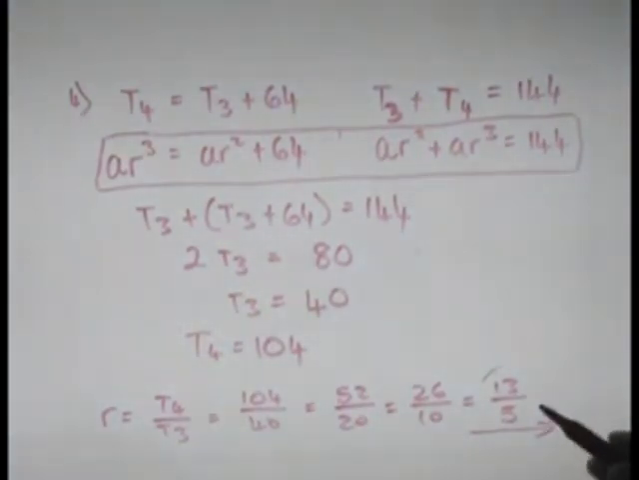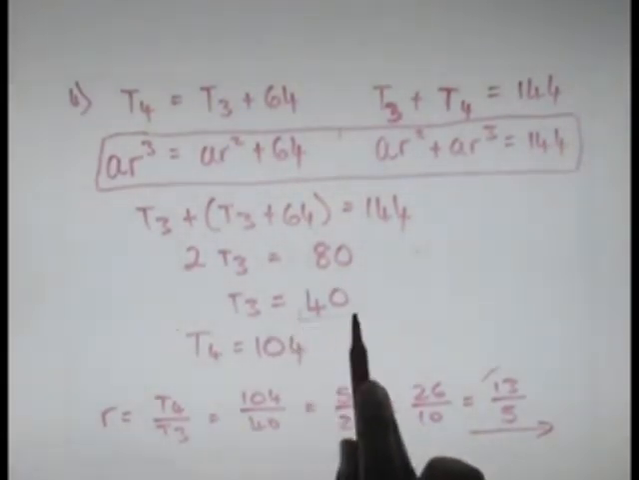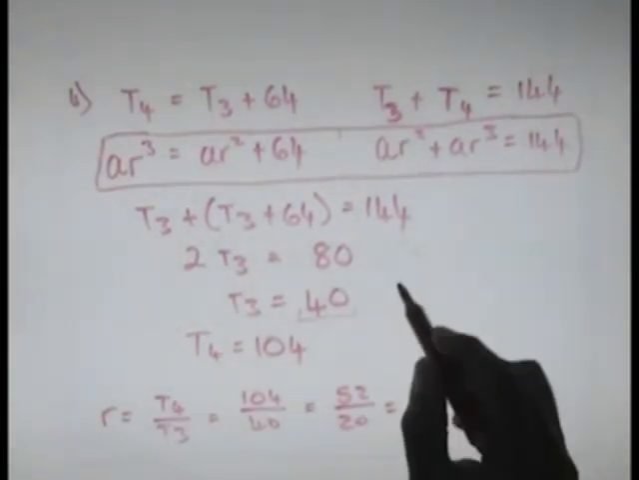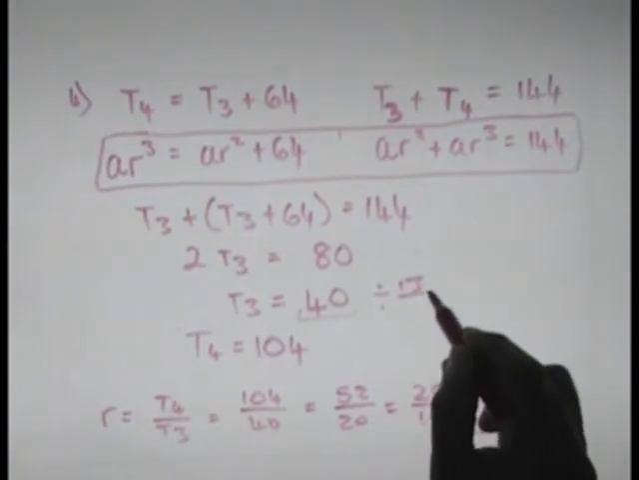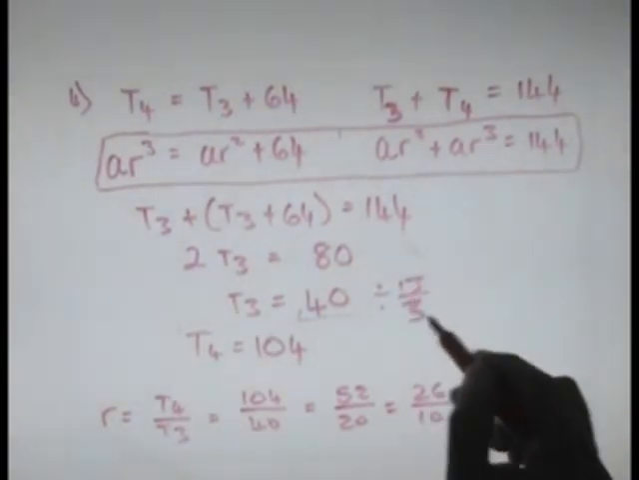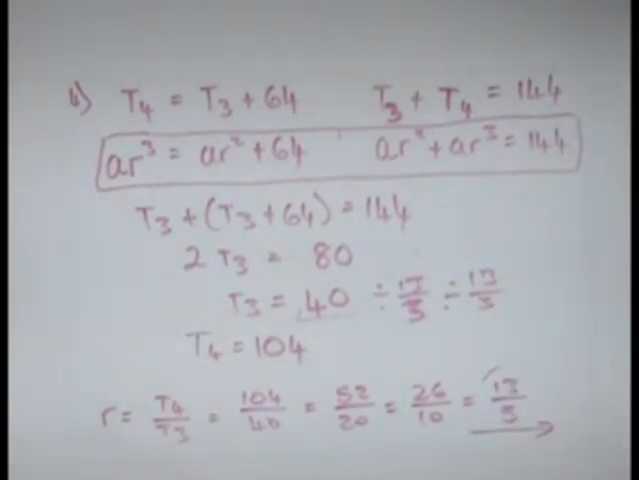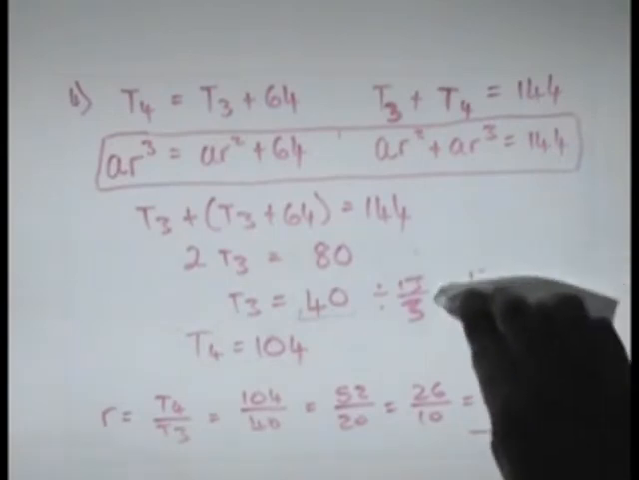By the way, now that we have our common ratio, we can work out our a value, our first term value. All we have to do is say 40 divided by 13 over 5 to get to term 2, divided by 13 over 5 again to get to term 1. But you don't need to do that. I only wanted the common ratio.